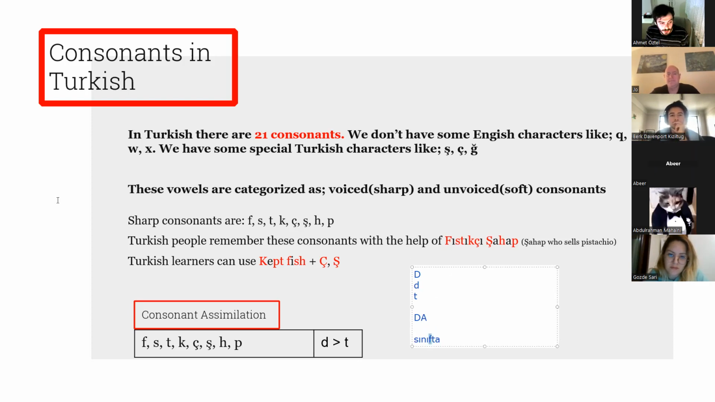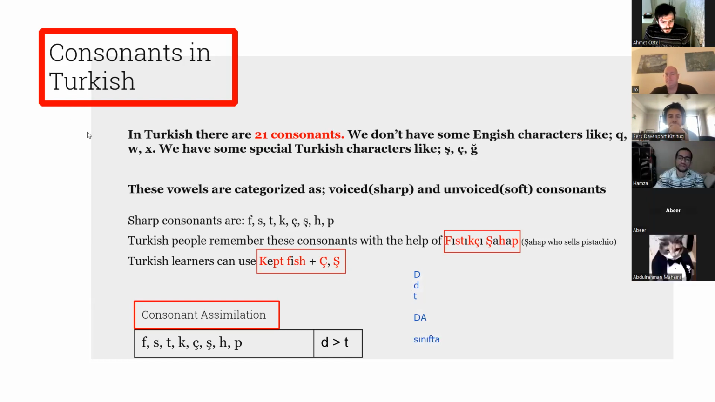Turkish people remember these sharp consonants with this phrase, fıstıkçı şahap, which basically means Şahap, a man who sells pistachio. But for students who want to make it maybe even easier, you can remember it from the phrase "kept fish plus che and she." So whenever you have "kept fish plus che and she" at the end, the suffix that you are going to use is going to have te rather than de. So this is what we are going to use as well today.